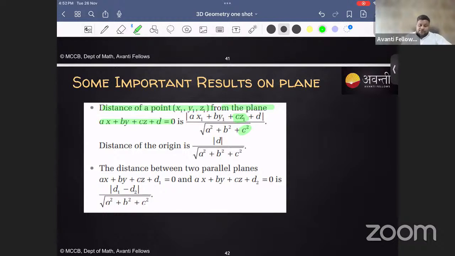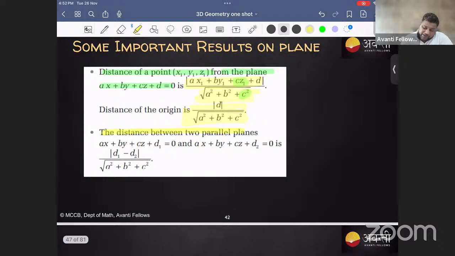Got it? So distance of a point x1, y1, z1 from the plane ax plus by plus cz plus d equal to 0 is ax1 plus by1 plus cz1 plus d upon under root of a square plus b square plus c square. Now distance of origin means x1, y1, z1 is 0. So d upon under root of a square plus b square plus c square. So this is what distance of a point from the plane.